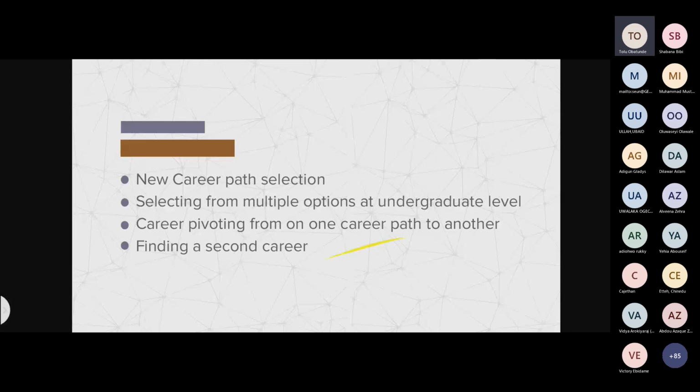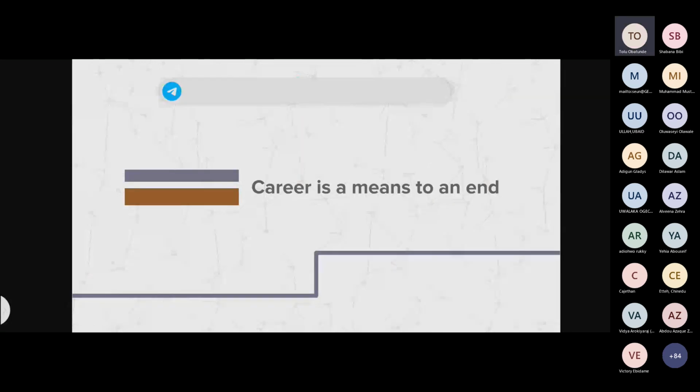So that means I cannot accurately decide which career to run with if I'm not clear on my purpose. Your career is actually a means to an end. Your career is your tool to fulfill your purpose. As simple as that. I'm going to repeat that: your career is a tool to fulfill your purpose. It's very, very important.